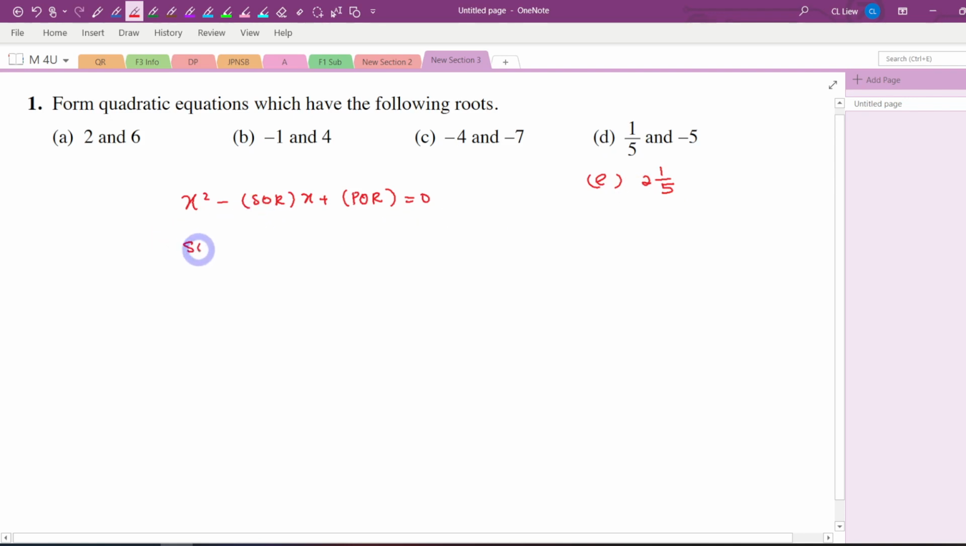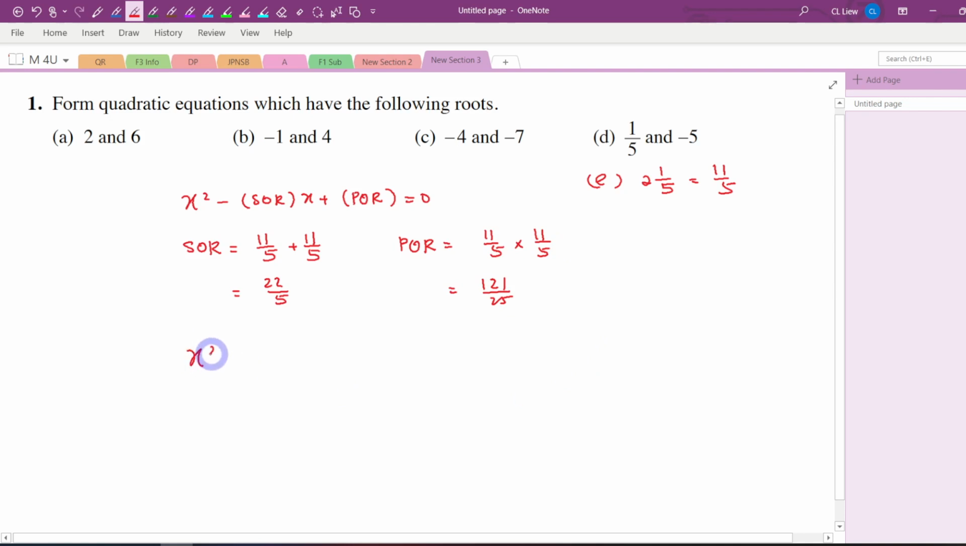So the sum of root will be, okay, this one I just change it to an improper fraction. 2 times 5 is 10, 10 plus 1, 11. Okay, 11 over 5 plus 11 over 5. So this is 22 over 5. How about product of root? So 11 over 5 times 11 over 5. So this is 121 over 25.